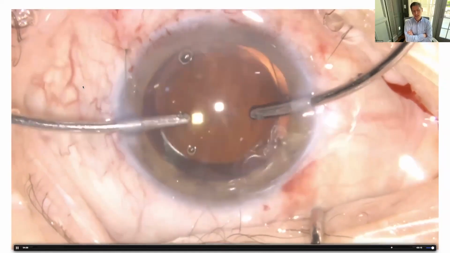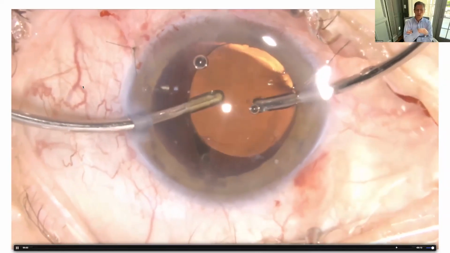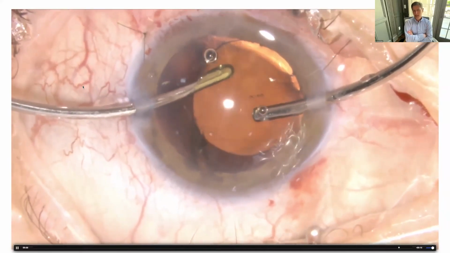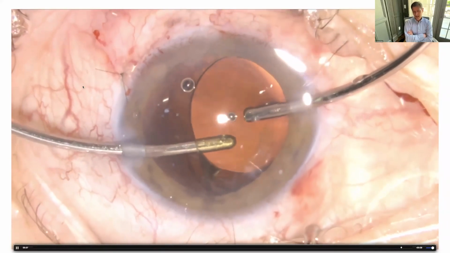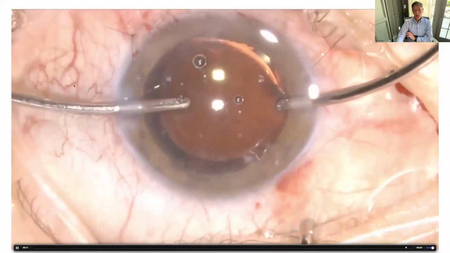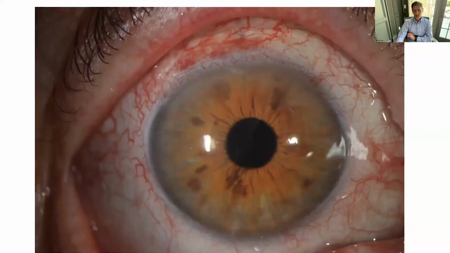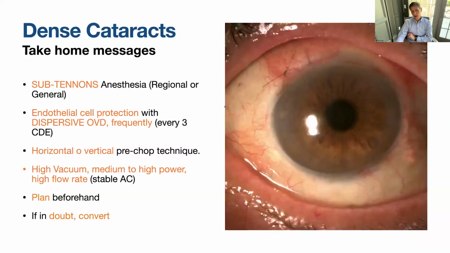I like to do it again, but it's not necessary because we created a tunnel, so it is an astigmatic and self-sealing one. So here we see again how our case ends very successfully, and this is the first day post-op. Here we can see our stitch that we did with a nice and very clear cornea.